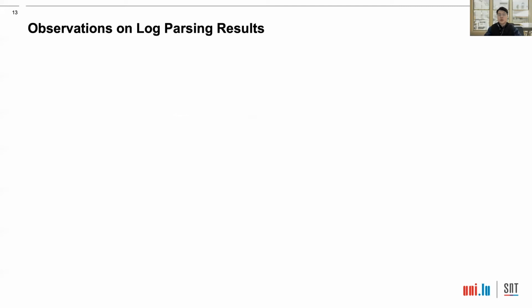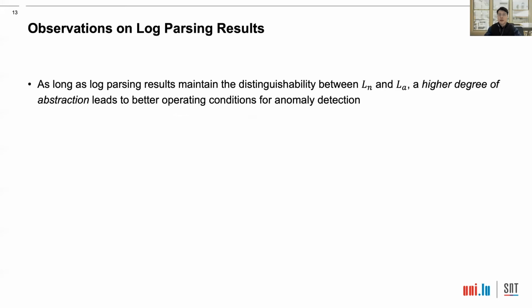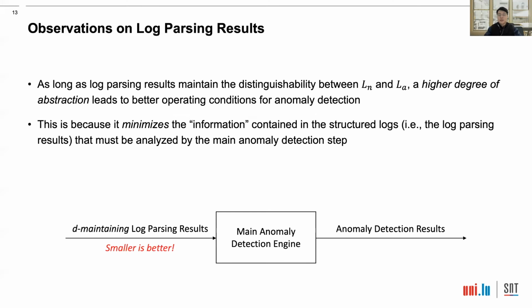So the observation we can have from the example is that as long as log parsing results maintain the distinguishability, a higher degree of abstraction is better because it leads to better operating conditions for anomaly detection. This is because it minimizes the information contained in the input, which is the structured logs for the main anomaly detection engine, so that the engine does not need to consider large structured logs, which take too much time and probably result in inaccurate results.